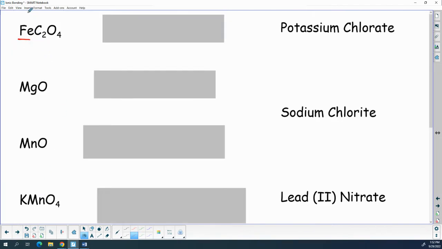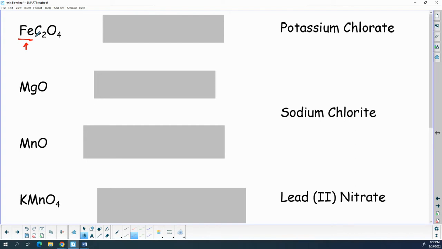The last thing you want to ask yourself anytime you're naming, can the first element or metal have more than one charge? And you're mainly looking at D block elements for those. Iron is a D block element. It can have more than one charge. If you look at your fancy periodic table, at the bottom of the box for iron on your periodic table, you will find a list of possible charges for iron. They call them oxidation numbers, and iron can have more than one. It's +2 and +3 is what you'll find there.